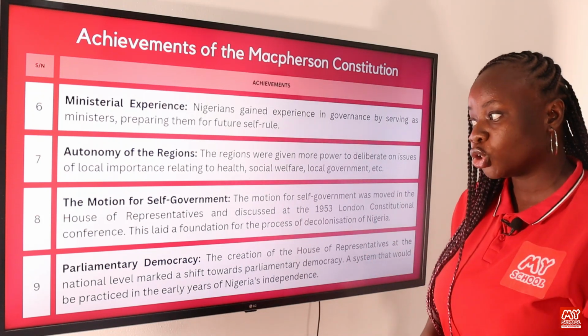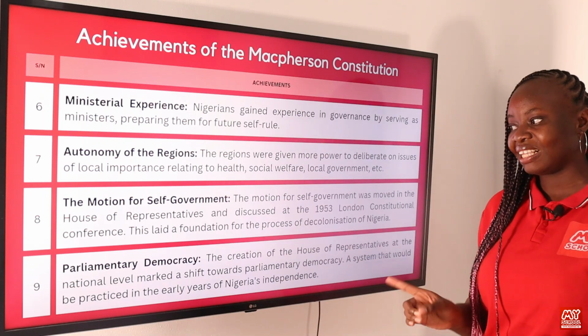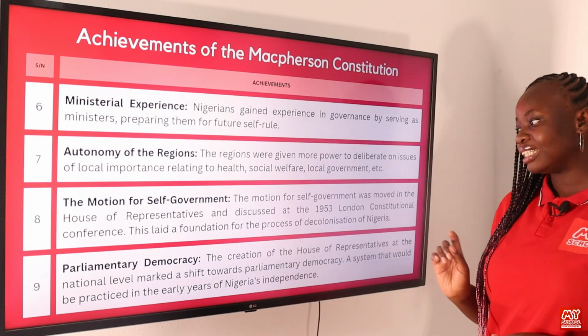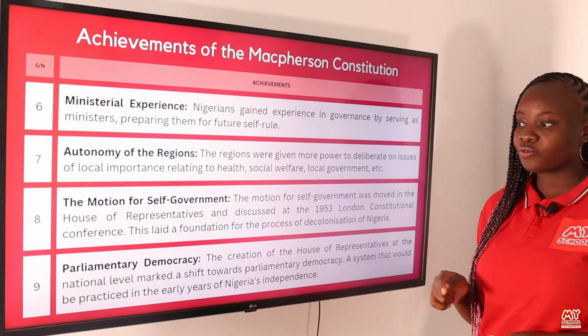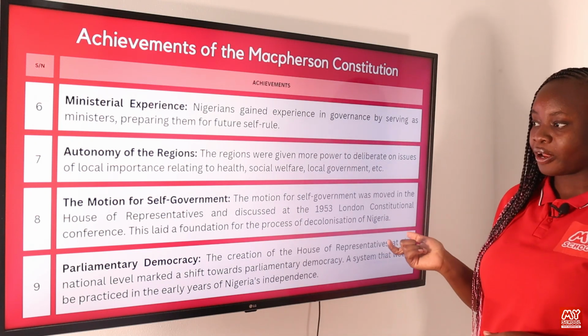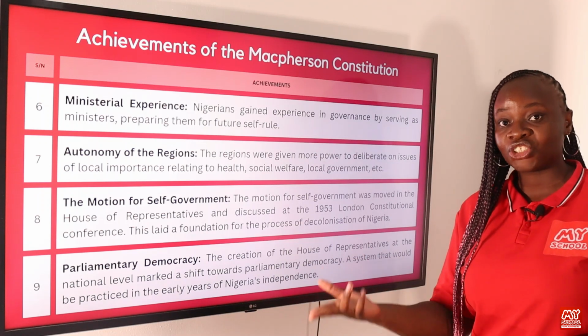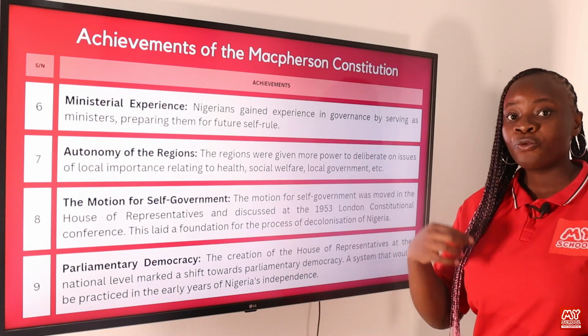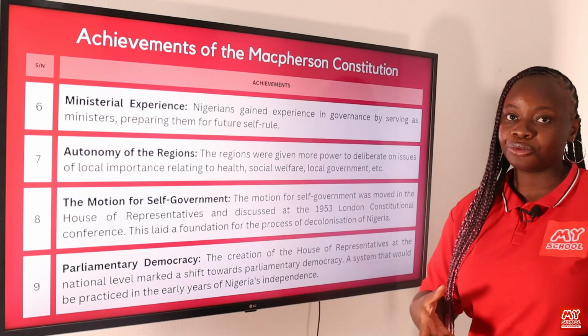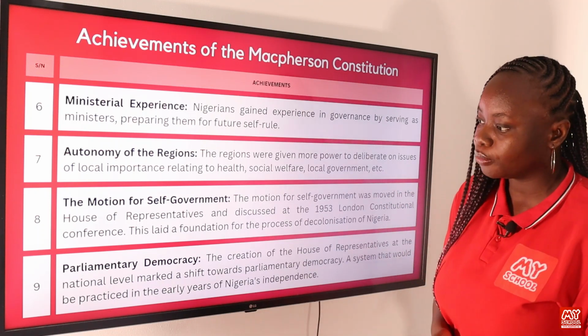Then there was also the motion for self-government. The motion for self-government was moved in the House of Representatives and discussed at the 1953 London Constitutional Conference, and this laid the foundation for the process of decolonization of Nigeria. So without the Macpherson Constitution, there would be no representation in the Central Assembly that would allow for the motion of self-governance to be raised. So the Macpherson Constitution allowed for that motion.